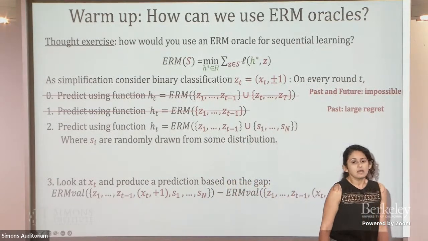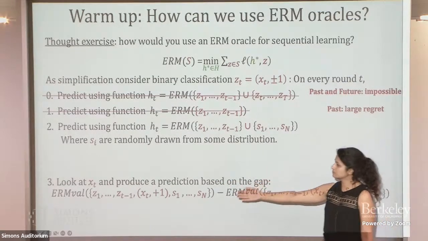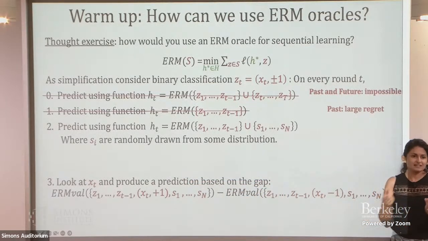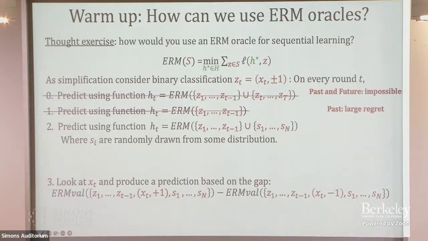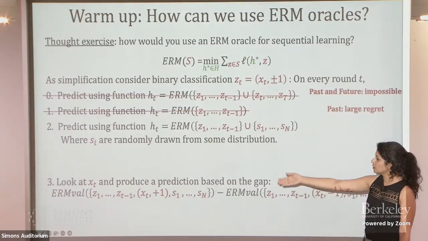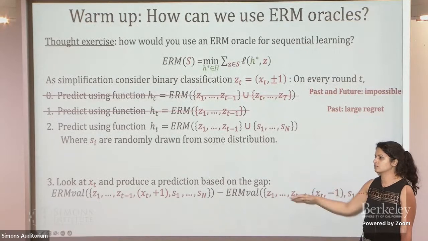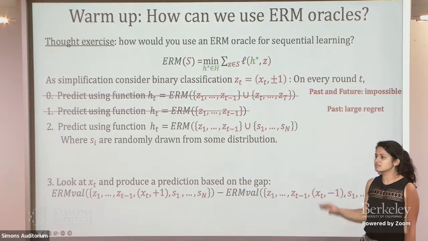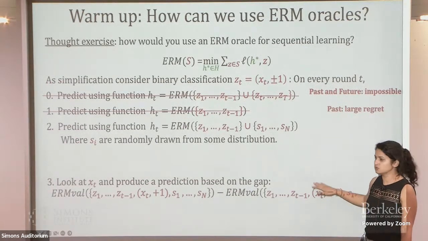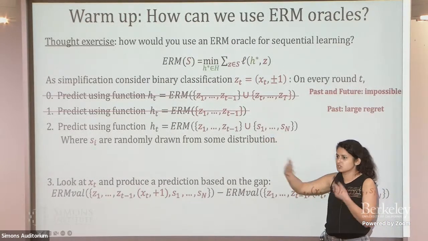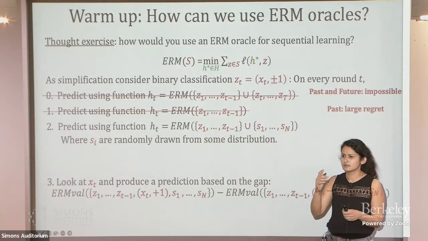And then you say, well, how would my ERM have done if I predicted plus on it versus if I predicted minus on it? That tells you the sensitivity of how important it is to predict plus or minus. So you could use the gap between the two to decide with what probability you should be predicting plus one and with what probability you should be predicting minus one. Okay? This is just two different ways of using these future data points that aren't necessarily future, but something that you randomly guessed.